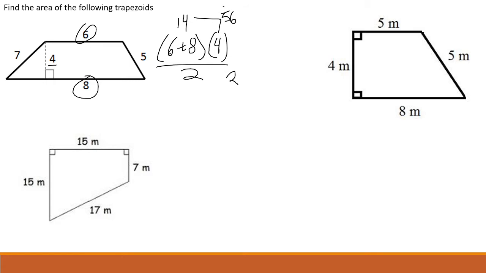And 56 divided by 2, that would be, I'm doing this in my head here, just give me a second, 28. And so that would be 28 units squared for this area, assuming I did my math right, which I believe I did. So again, no big deal, just plug and chug. That's all there is to it.